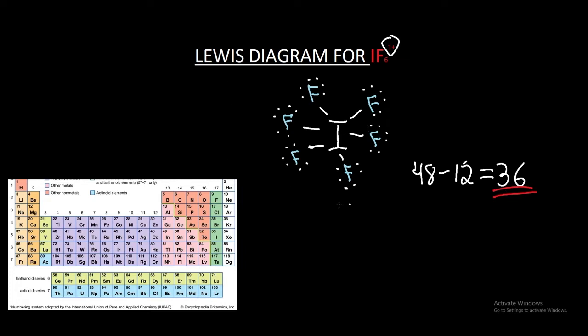It works out perfectly. The final step of this process would be to add brackets around our Lewis dot diagram with a little +1 symbol at the top right corner to indicate that we did in fact take out an electron in this Lewis dot diagram due to the charge that IF6 has. 1 plus charge.